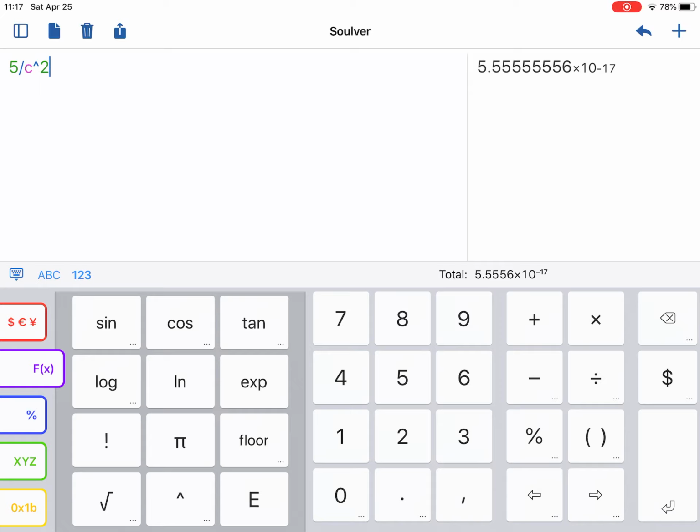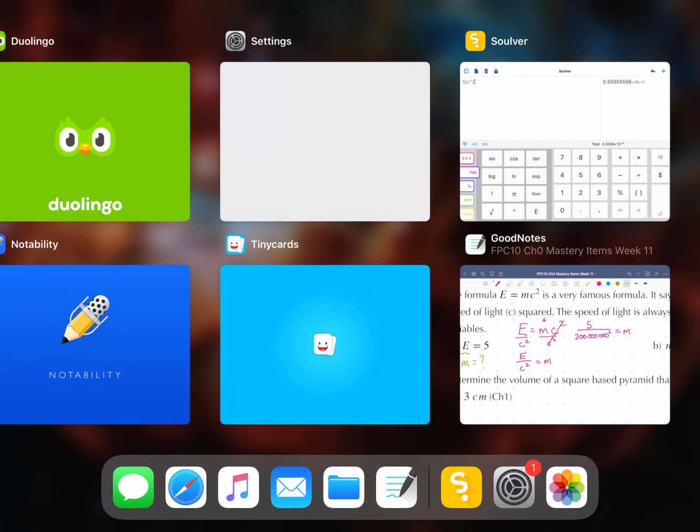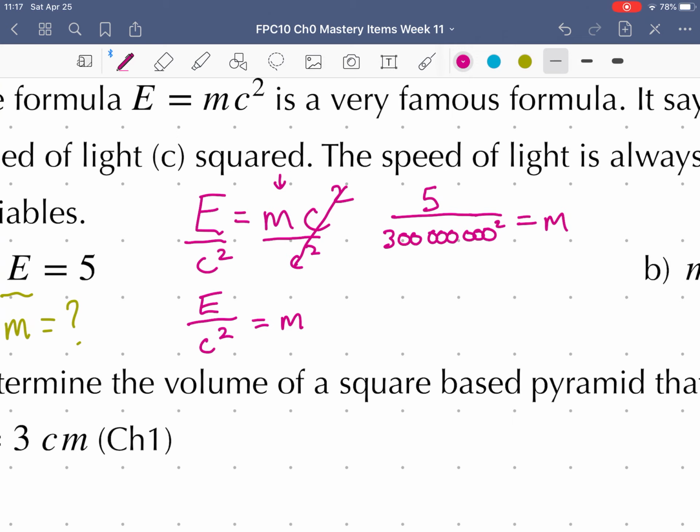Now you can use your normal calculator to do 5 divided by 300 million squared, and you should get this number, 5.6 times 10 to the minus 17, a very tiny number. Just like that. What's important, though, is that you can manipulate a formula to isolate a variable.